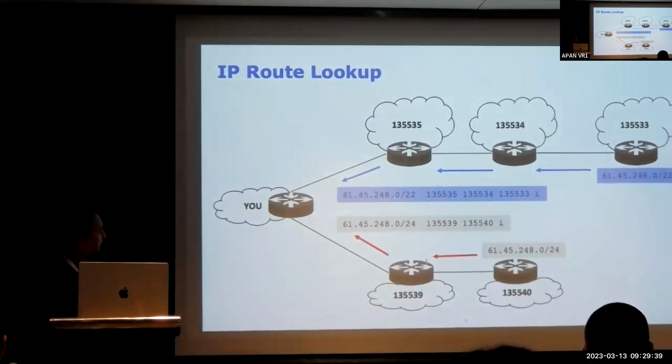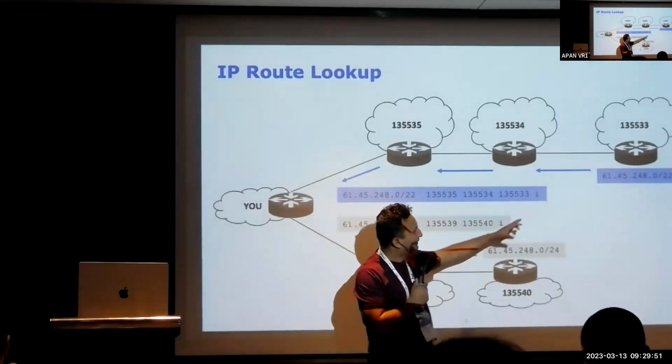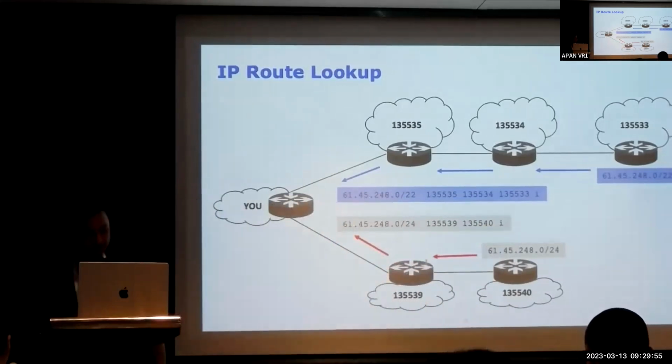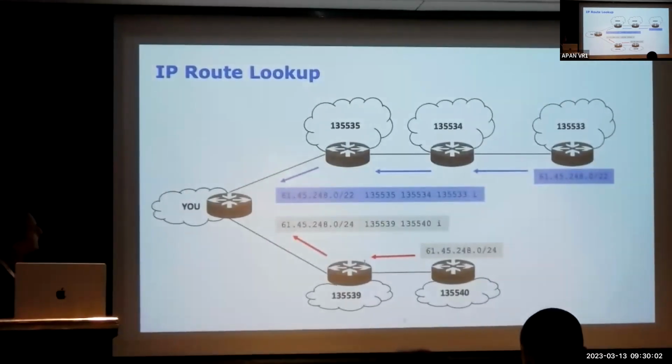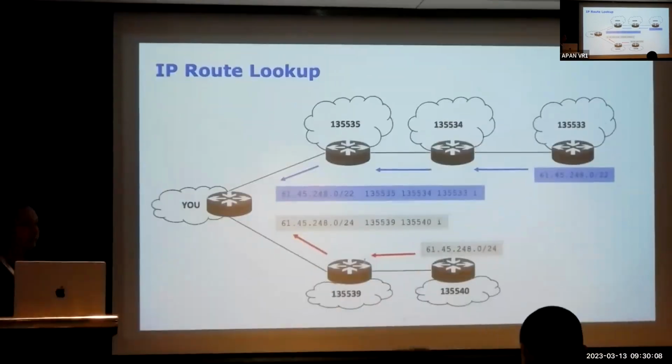Again, there is another bad guy here, who is announcing the same prefix, but with a slash 24. So 135534 is announcing a more specific prefix than that one, a slash 24. And if I sit on that router and see that information, I have the prefix and only two AS numbers in the path.